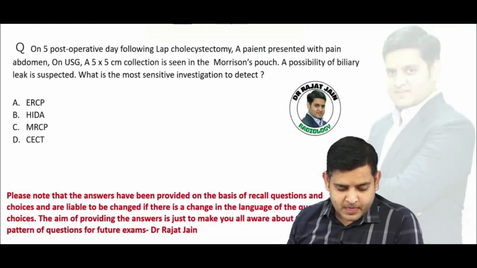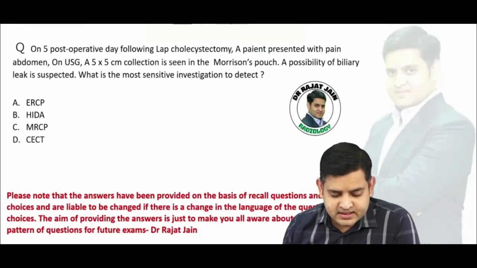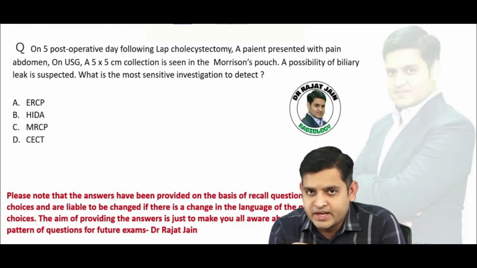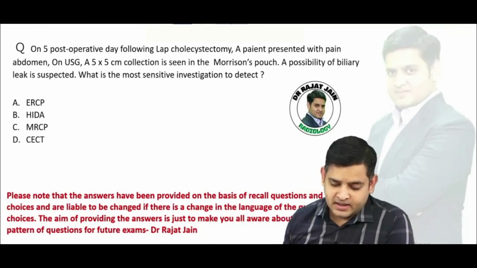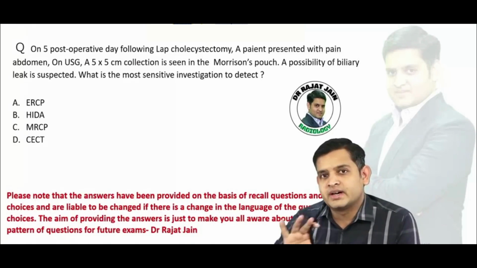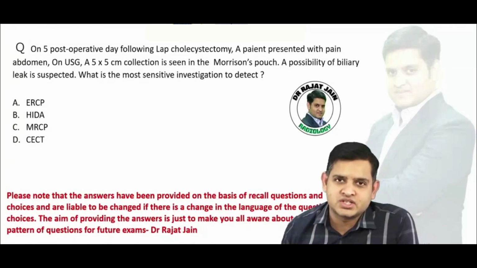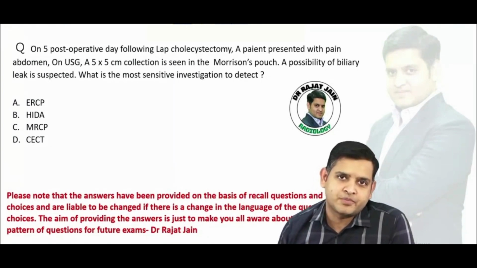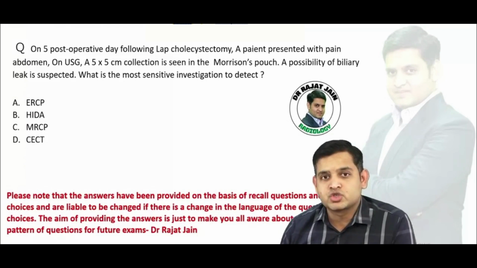Let me start with this question. There was a patient who had been operated on for a cholecystectomy in the past, and on the 5th post-operative day she presented with some pain. An ultrasound was done and there was some collection noted in the Morrison's pouch or in the region of the GB fossa, and a suspected biliary leak is there. Now what should be done?